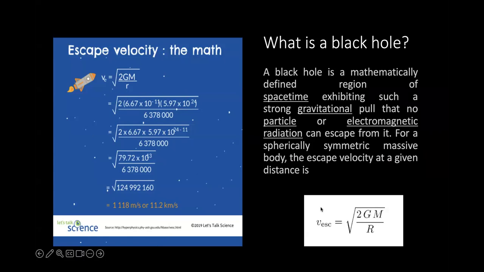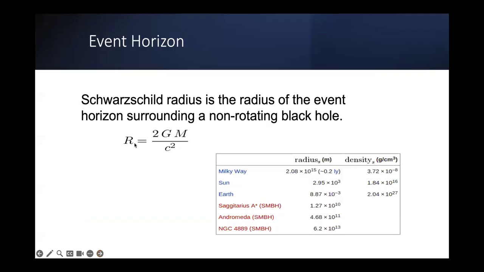If we put this as c, the velocity of light, then this r is called the Schwarzschild radius of this thing. So if I put this value to be c squared, I can have this Schwarzschild radius.